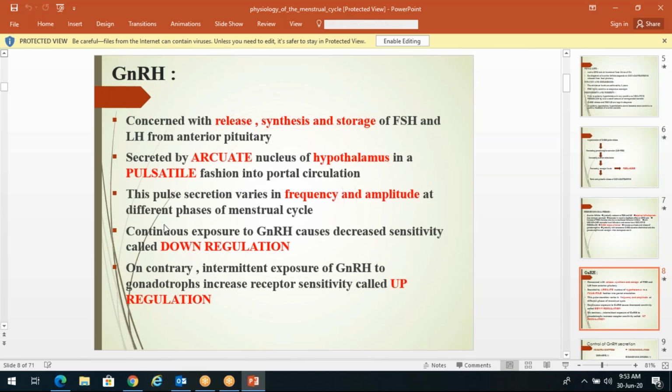So when will this continuous exposure occur? If you give GnRH externally and continuously. On the contrary, if there is intermittent exposure of the gonadotropins to the GnRH, there is increased receptor sensitivity. This is called upregulation. So, downregulation and upregulation.